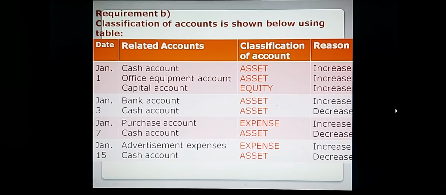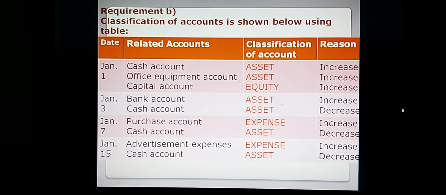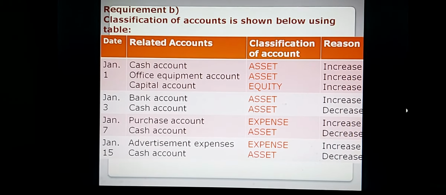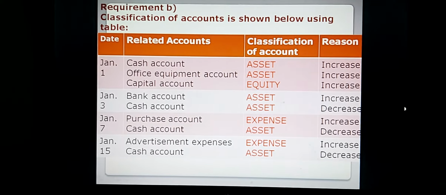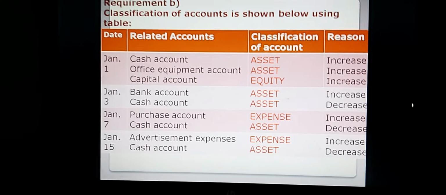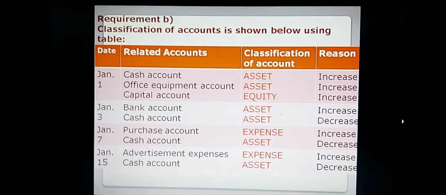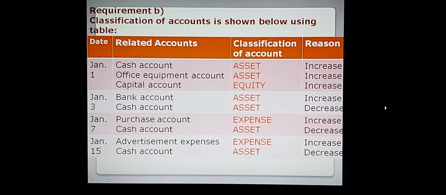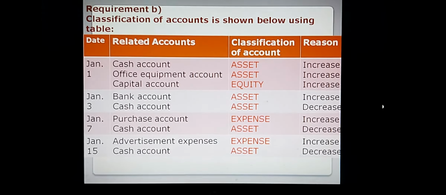We have already known from the previous lesson, bank and cash are both asset accounts. So deposit into bank, the asset, that is bank account, increases, and cash has gone from business, so cash asset decreases.